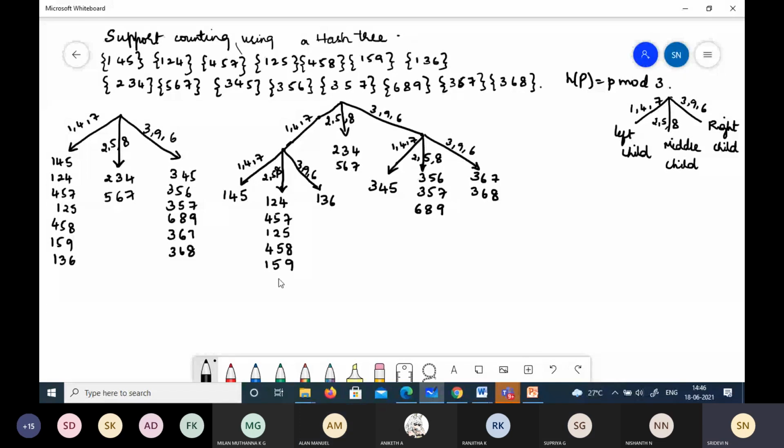So I'll do it here itself. So when we branch it again, we have 1, 4, 7, 2, 5, 8, 3, 9, 6. Now, tell me which digit you will consider. As it is the third level, we should consider the third digit here. Fine. Now easily you can tell me where 1, 2, 4 branches.